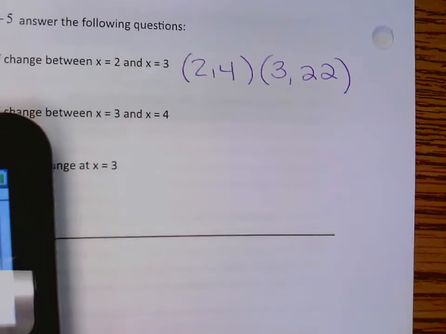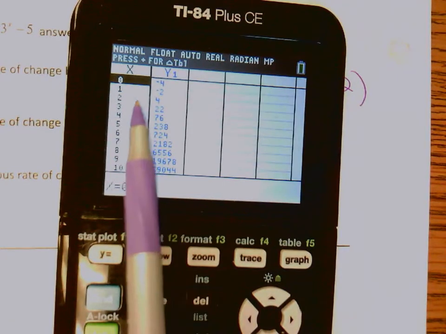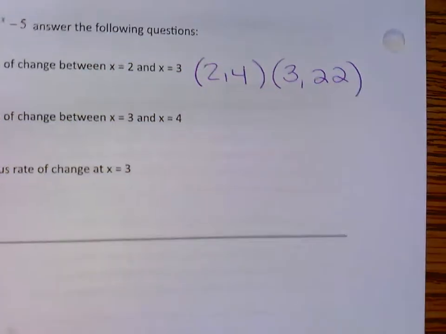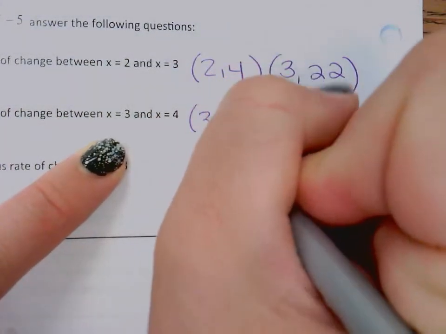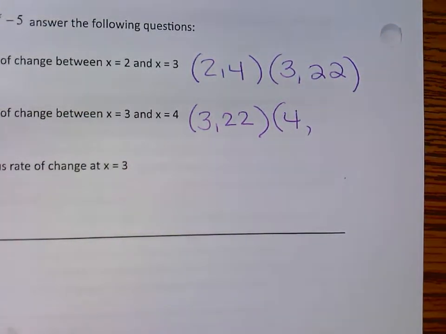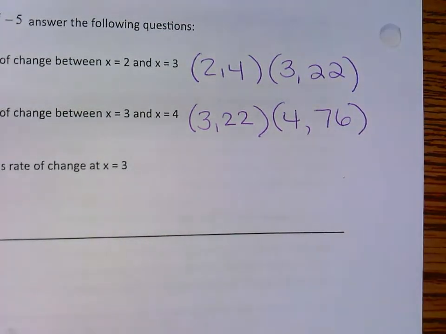Are you with me in your table on where I got those values from? Right, 2 comma 4 and 3 comma 22. And then I'm going to record 3 comma 22 again. And in our table, what did you get for 4? 4 comma what? 76. So we'll come back to that in just a second.